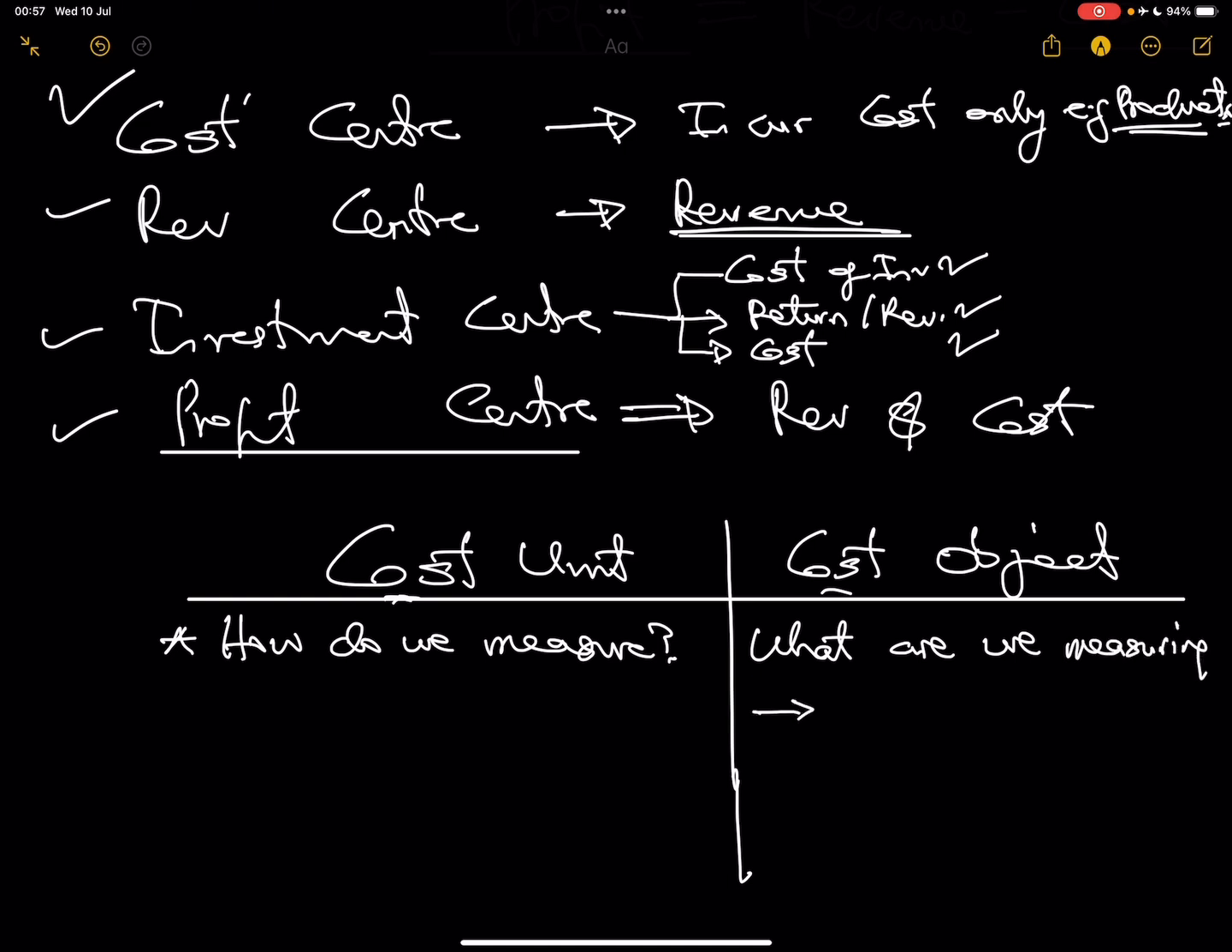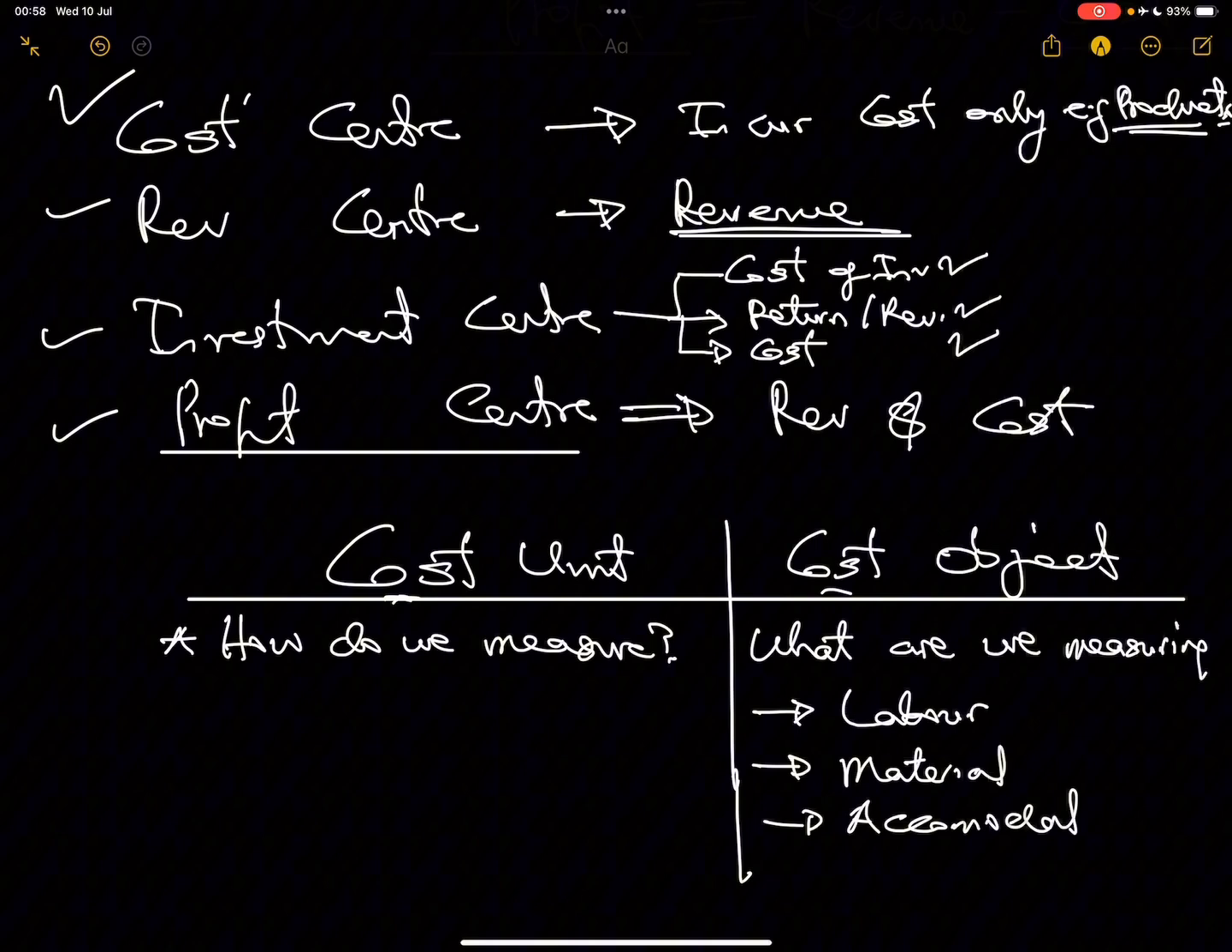Take for instance, what are we measuring? We say we are measuring labor cost. We are measuring material cost. Or you say, we want to measure accommodation cost. So what are we measuring? These are our cost objects: accommodation, what we are measuring. Or paint. We paint a building. What is the cost?